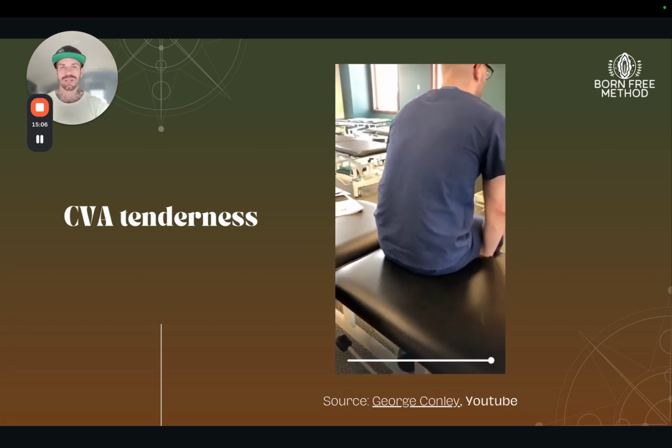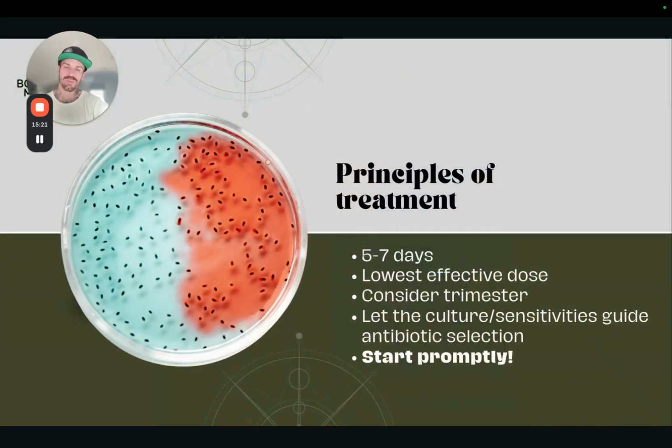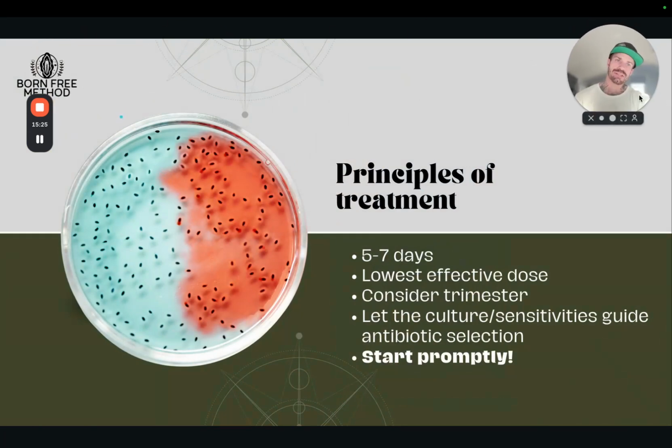All right, so here are the principles of treatment. You want to treat for 5 to 7 days. Outside of pregnancy, we can usually get away with anywhere from 1 to 5 days, 1 to 3 typically, even in older people. But in pregnancy, we're going for 5 to 7 days to make sure we've completely cleared them out of this infection. We will also want to use the lowest effective dose and consider which trimester they're in when you're selecting an antibiotic.